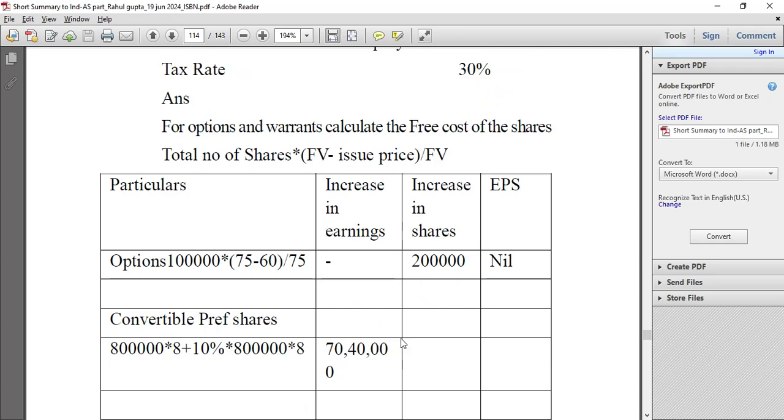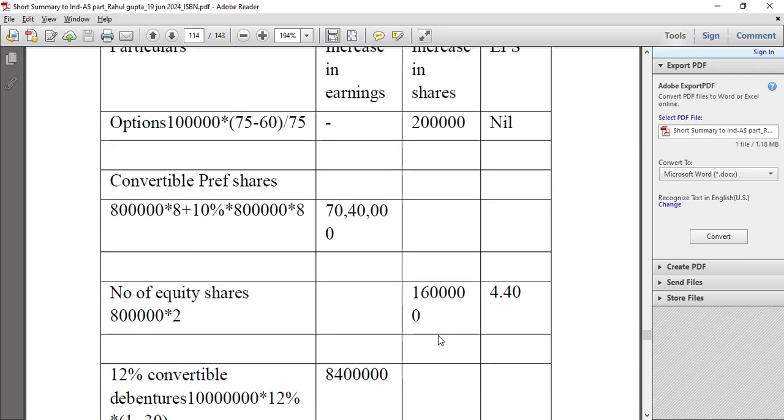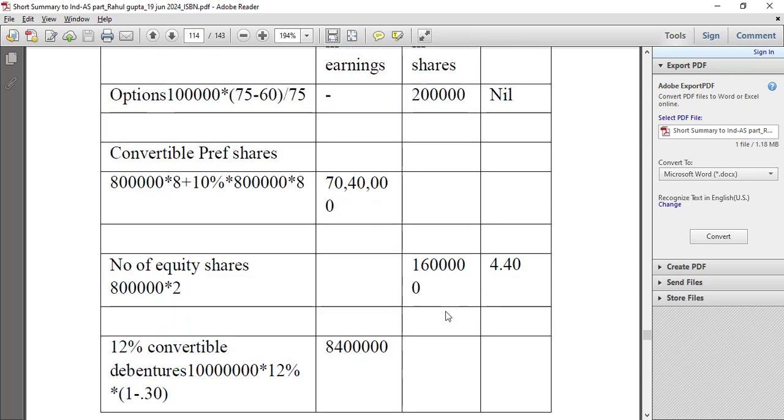EPS nil. Convertible preference shares: 8 lakh preference shares, 8 rupees is the dividend plus 10% of 8 lakh into 8, that is 70 lakh 40,000. Number of equity shares 8 lakh into 2, 16 lakhs. So 70 lakh 40,000 divided by 16 lakhs is 4.40.